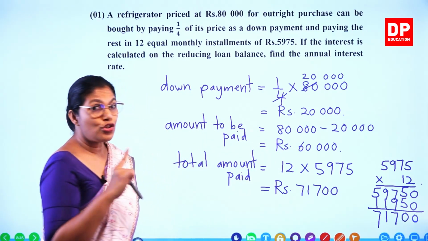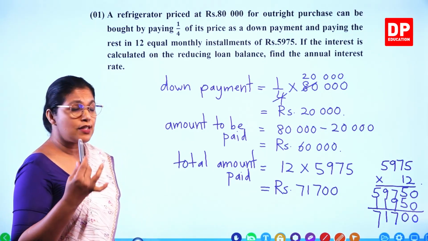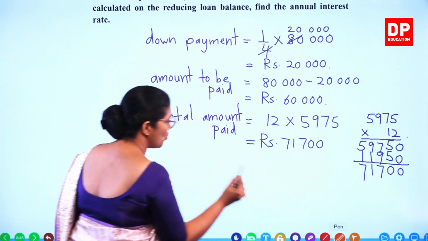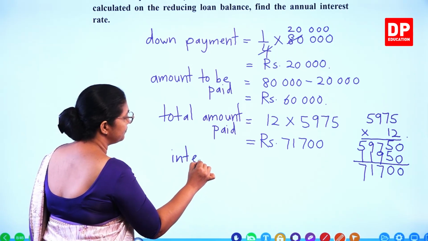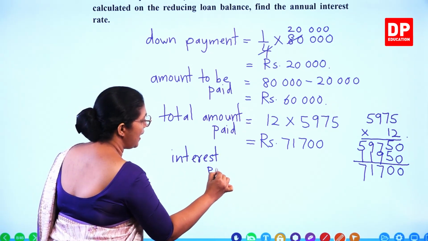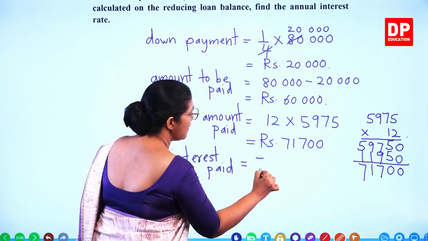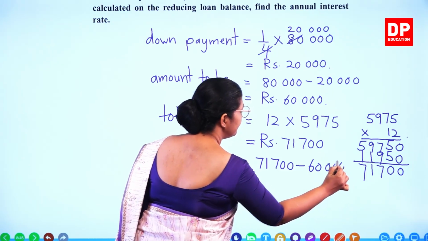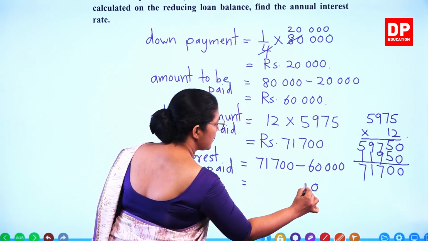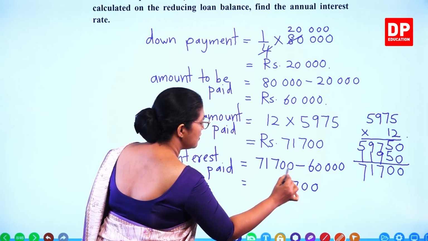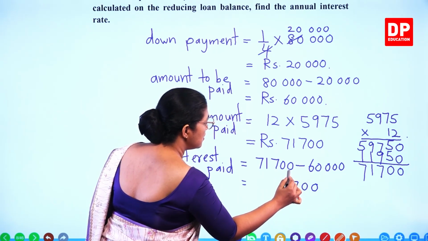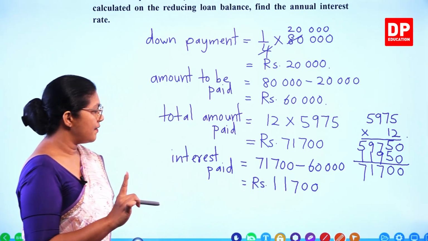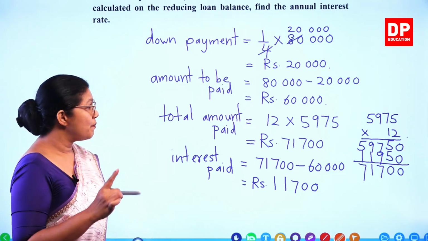But the amount to be paid is 60,000. So what is the interest already paid? Interest paid is the difference between these two. So the interest paid is 71,700 minus 60,000. So subtract these, you get 7, and here 1, 1. 11,700. So this is the total interest should be paid.